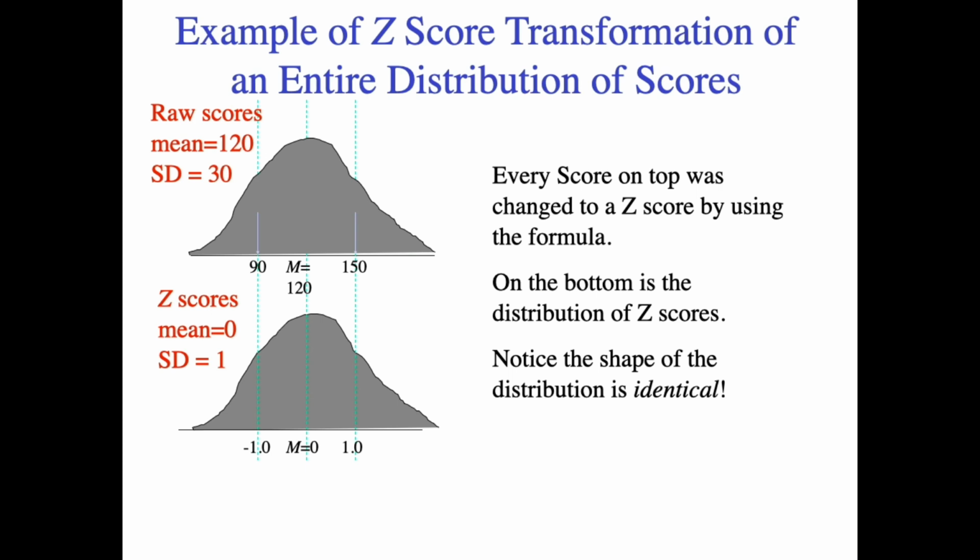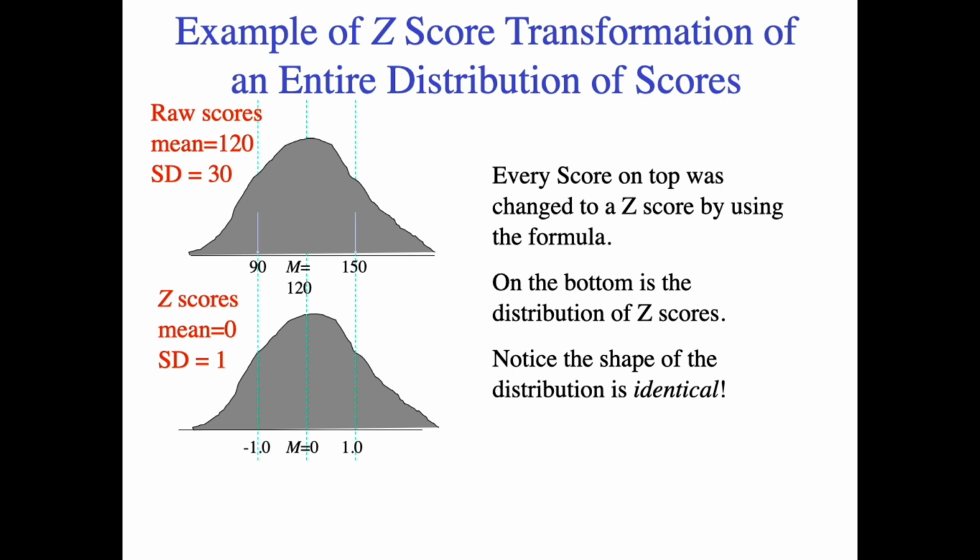So here is an example of a z-score transformation of an entire distribution of scores. Up on the top we have their raw scores, and the raw scores had a mean of 120 and the standard deviation was 30. Then every score on the top was changed to a z-score by using the formula. And on the bottom, what we've done is we've plotted the distribution of all the z-scores. We basically have created a histogram of all of those z-scores. And you'll see now that the mean of all those z-scores is 0 and the standard deviation is 1.